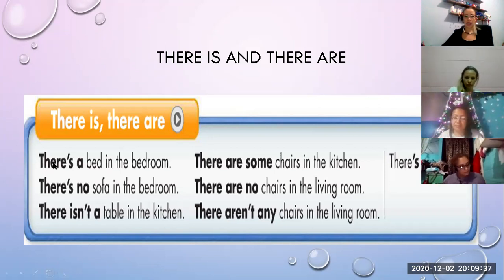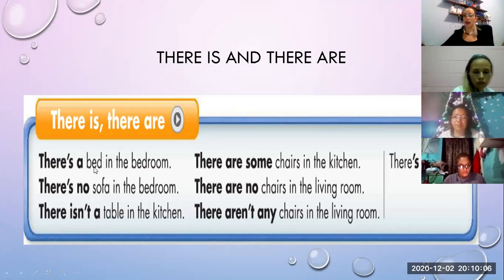Otra cosa que decíamos que cuando vamos a mencionar un nombre singular, vamos a usar el artículo a o an. Que ambos significan un o una, ¿verdad? La diferencia es que vamos a usar a cuando el nombre que sigue empiece con un sonido consonante, como acá, a bed, una cama.